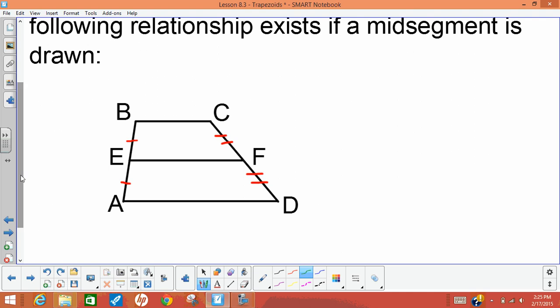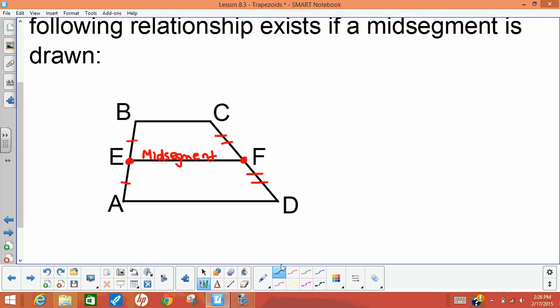So in this picture, I can see that segment EF is a midsegment. I can tell it's a midsegment because over here, the two smaller segments AE and EB are congruent. That means E is a midpoint. Over here, CF and FD are congruent. That means that F is the midpoint of this leg. So two midpoints being connected, that makes EF a midsegment.